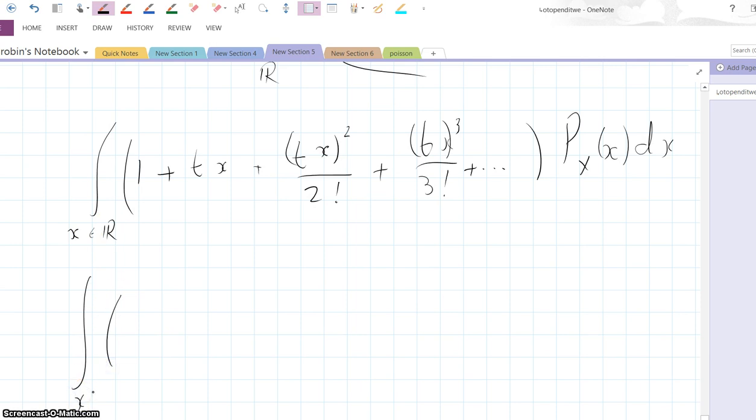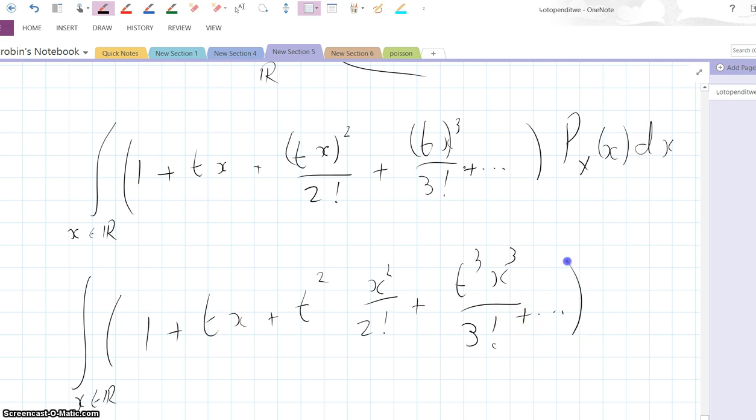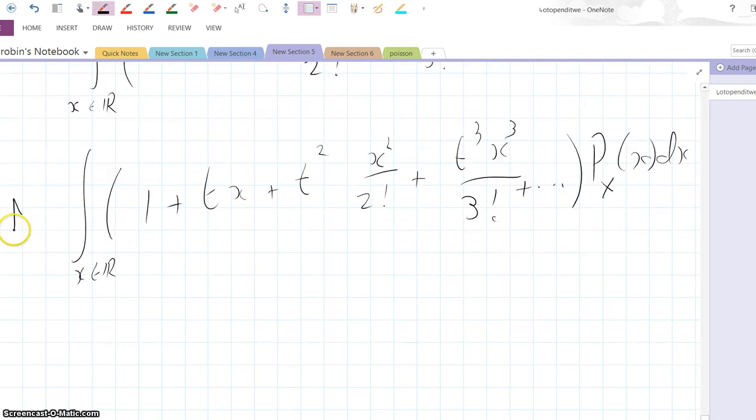The integral over x real of 1 plus tx plus t squared x squared over 2 factorial plus t cubed x cubed over 3 factorial. I'm not doing anything clever here. All I'm doing is expanding these brackets out, times my probability density p sub x of x dx. Alright, and that is my moment generating function of t.